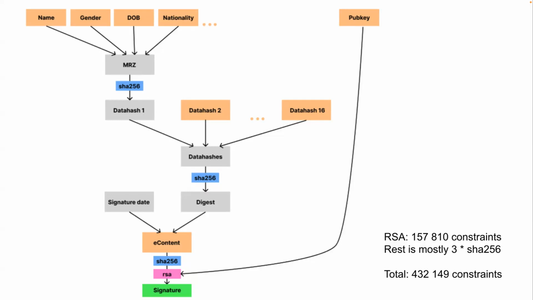So with all of those inputs, we can end up getting the signature, with obviously the public key from the government, that verifies that the signature is correct. And in the end, we have an output which is: is it valid or not? The circuit right now is implemented in Circom with Groth16. There are about 400,000 constraints, and it's mostly dominated by RSA, which is about 150,000 constraints, and the rest is mostly dominated by the three SHA-256 here and here.